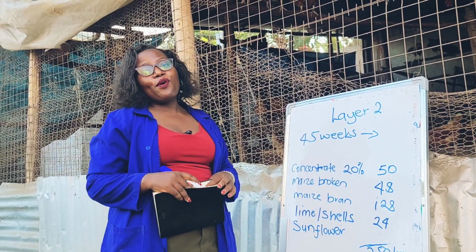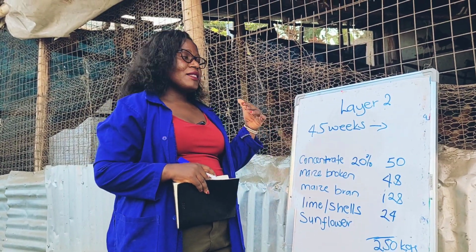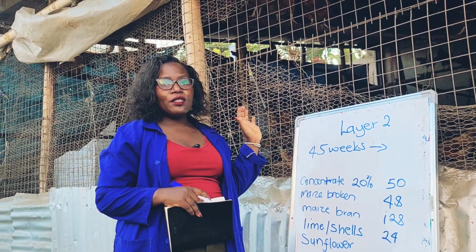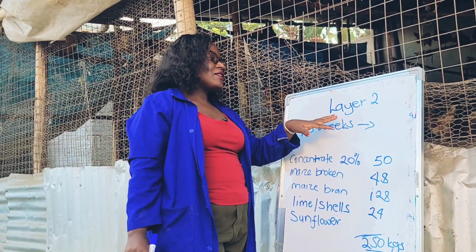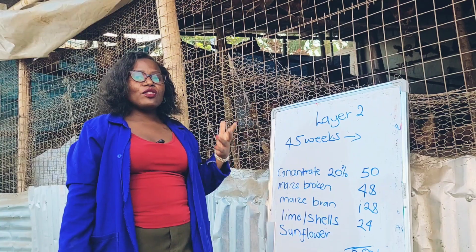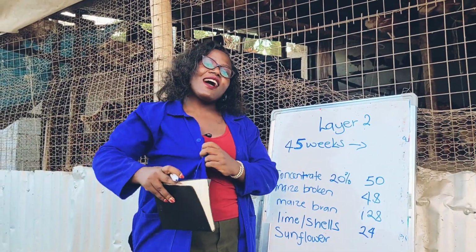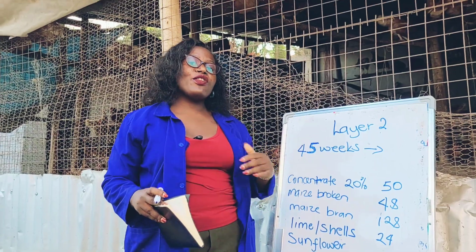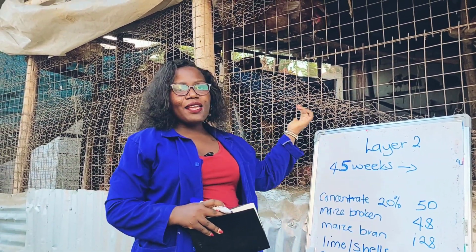And most people, they don't change to this stage. Most farmers stay at the other layer 1 stage. But in my case, I change to this stage because when you change, you can see the change in the cost of production. So those are our feeding formulas when you're using concentrate 20% from the beginning up to the end.